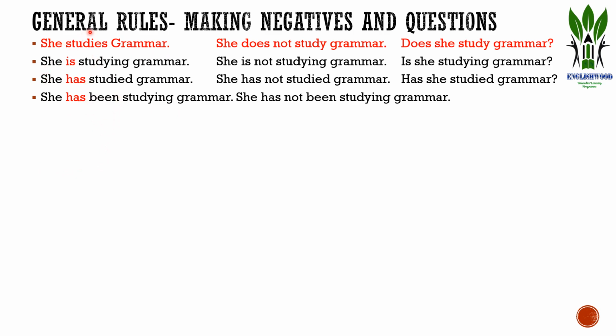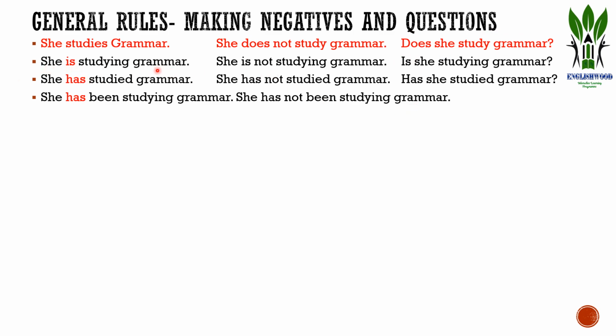Now in these sentences, simply she studies grammar changes into negative: she does not study grammar. And the question is, does she study grammar? This is a yes-no question. And if you add a WH question, what does she study? If you want to ask for the answer grammar, what does she study? We are doing yes-no question types only.